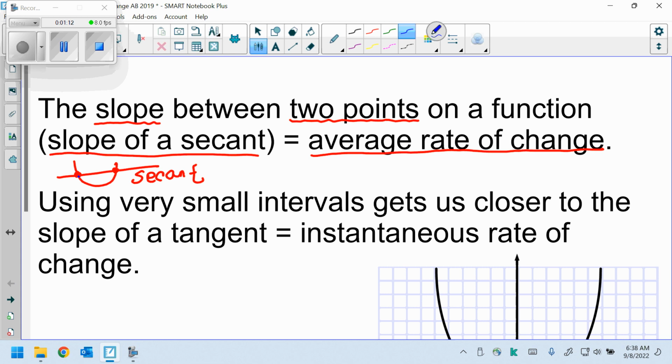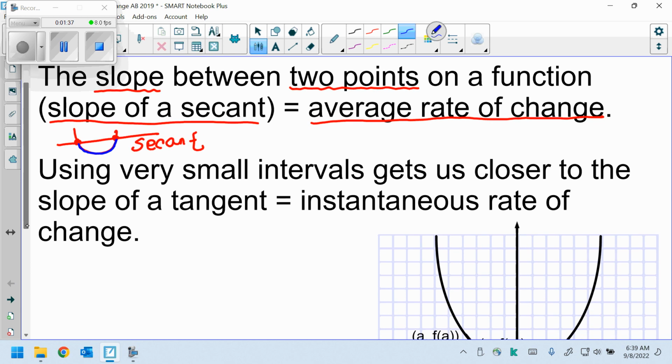And this function is continually changing as it works its way from one point to another point. Slope is negative at some points, positive at others. The average of all of those different rates of change, of all of those different slopes that this function encounters, is found by taking the slope of that secant line.